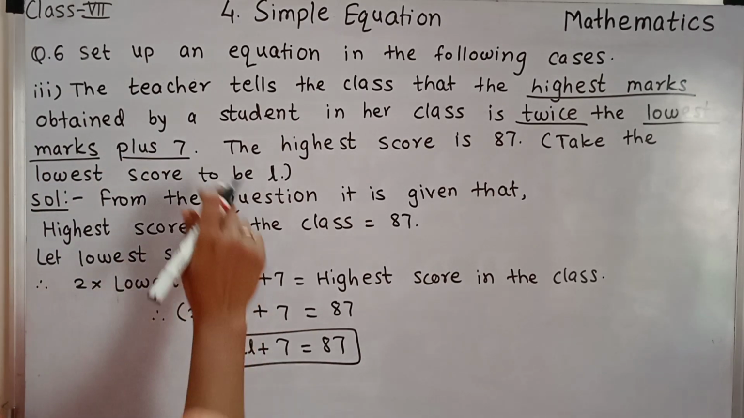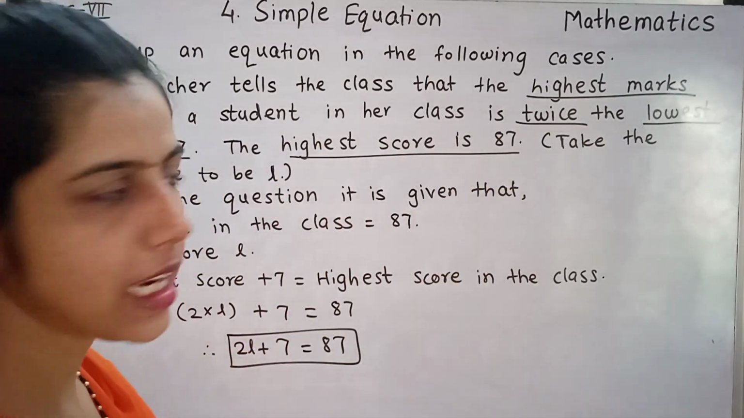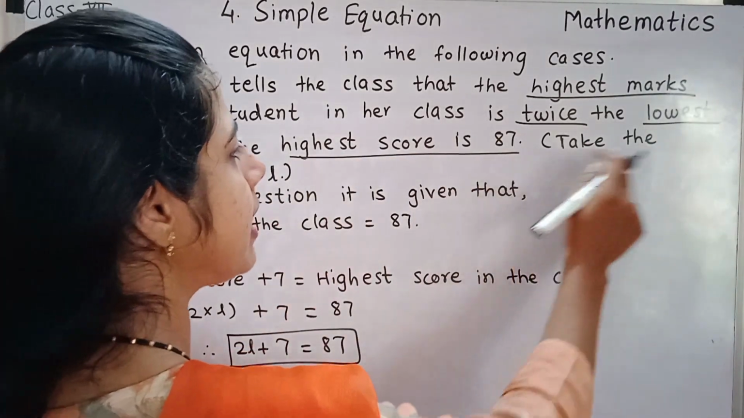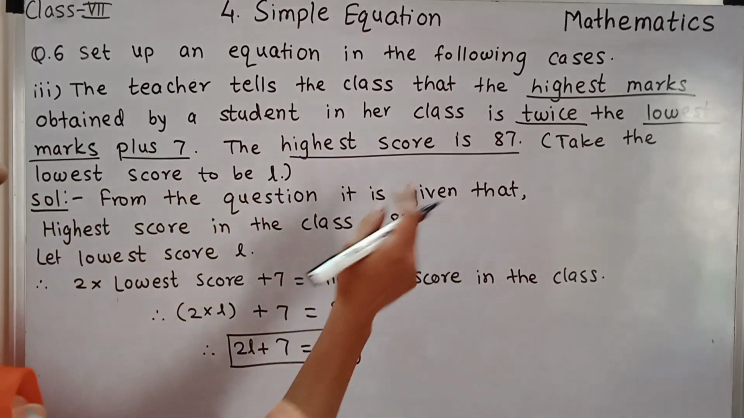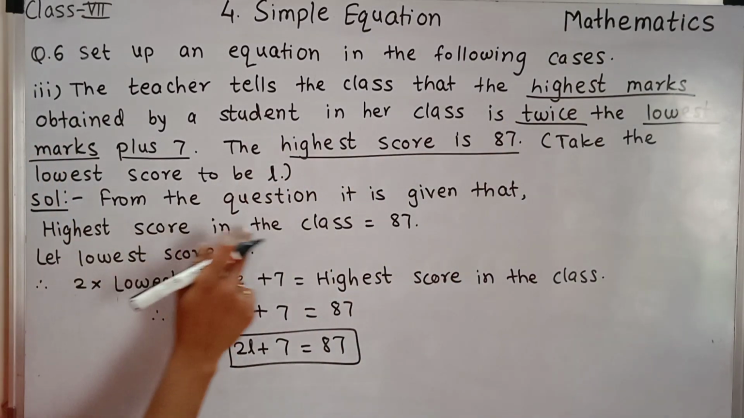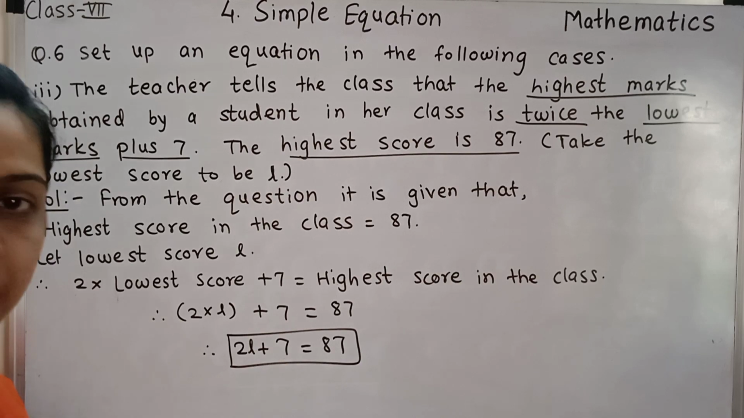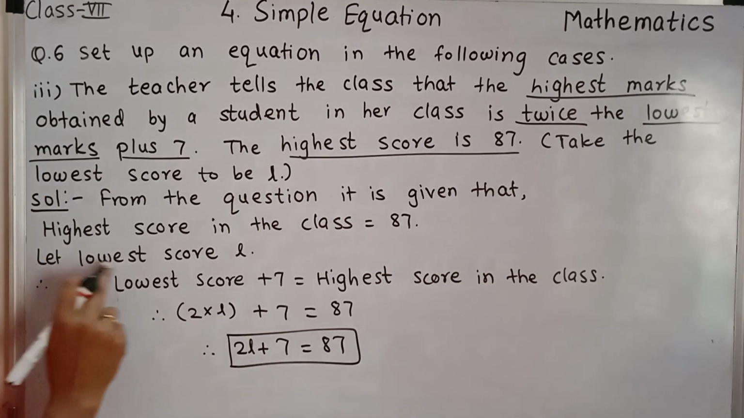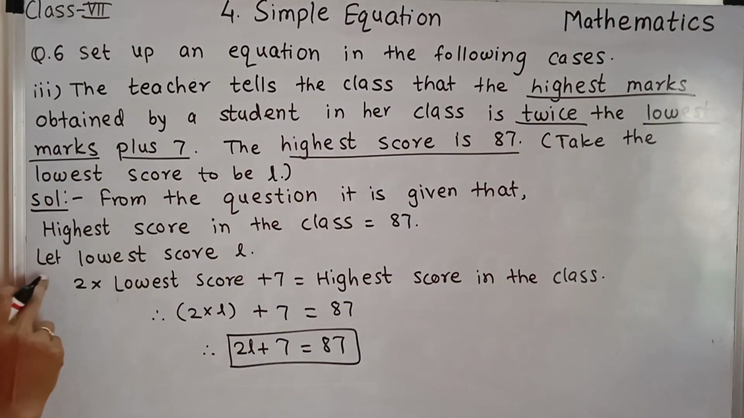So the highest score is 87. One thing is given directly here, the highest score is 87, and one more thing is given: take the lowest score to be L. From the question, what is given is that the highest score in the class is 87. Whatever you have given in the word problem you should write. Let the lowest score be L.